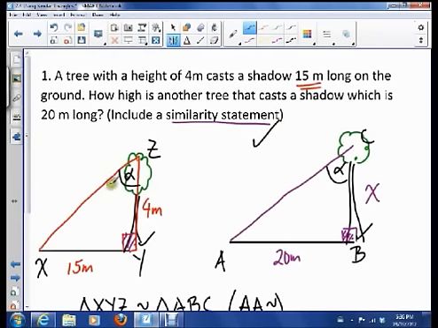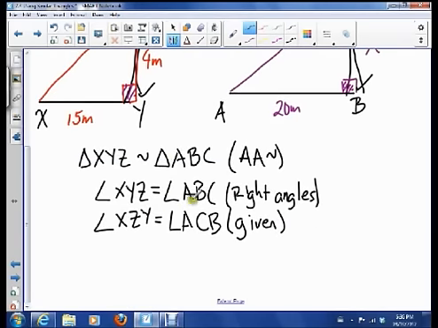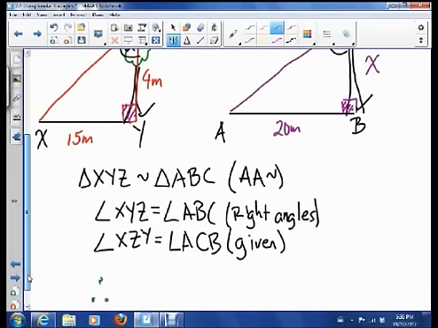So check. Now all we have to do is do the math. Since these two are similar, therefore we can say that the ratios of the sides are the same. So we can say that x over 4 is equal to 20 over 15.